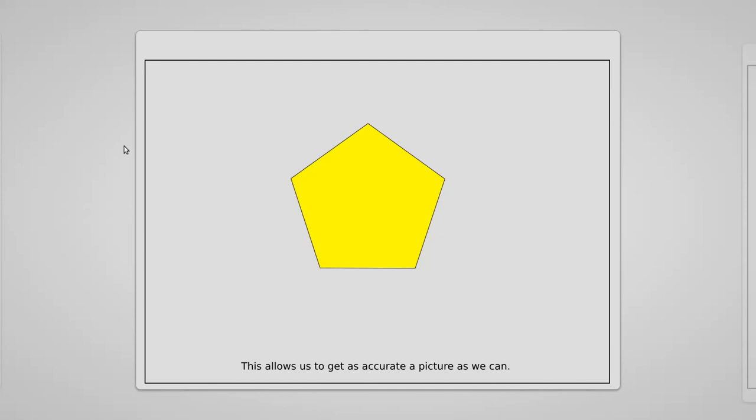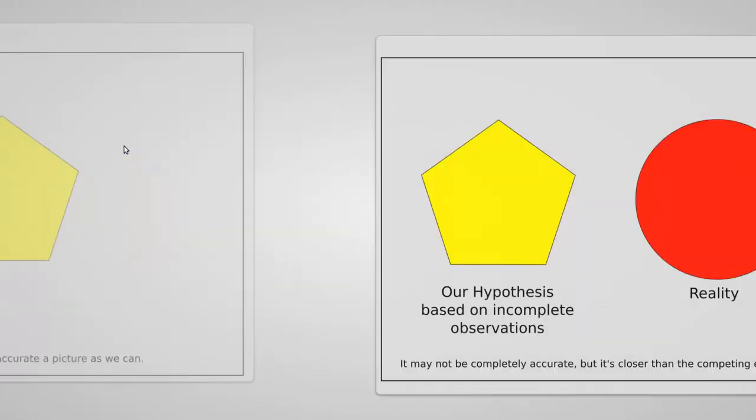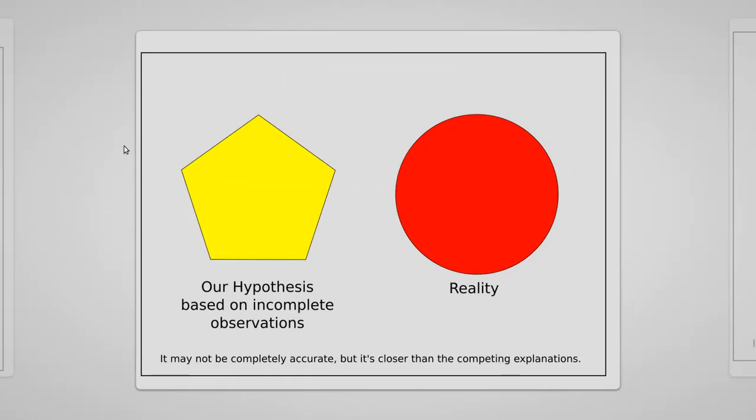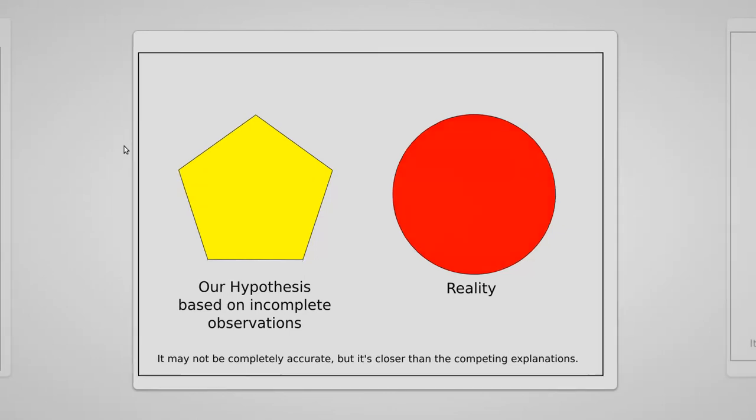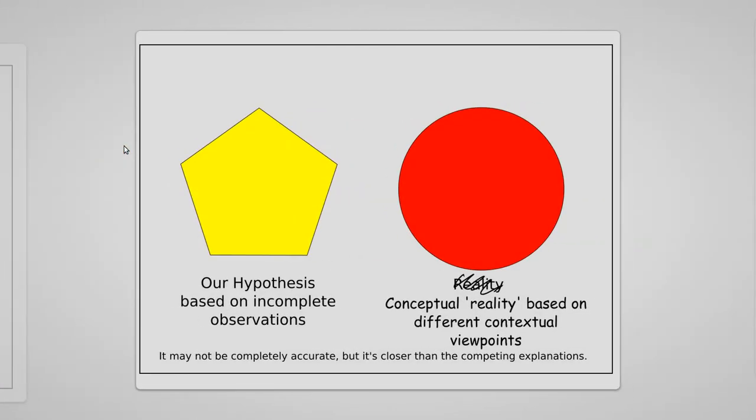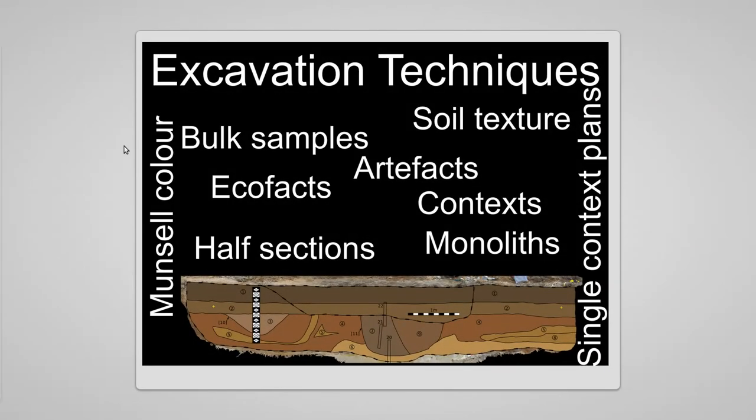That gives us as accurate a picture of the past as we can. It may not be completely accurate, but it's closer than competing explanations. Now this kind of works for a primarily science-focused discipline. However, archaeology is a combination of science and arts, and multiple theories, multiple approaches and multiple contextual viewpoints can be used to interpret the same data in an equally valid way.